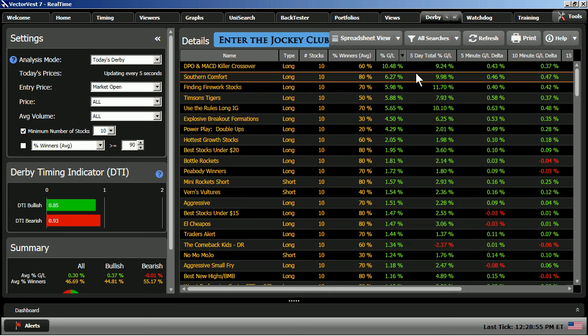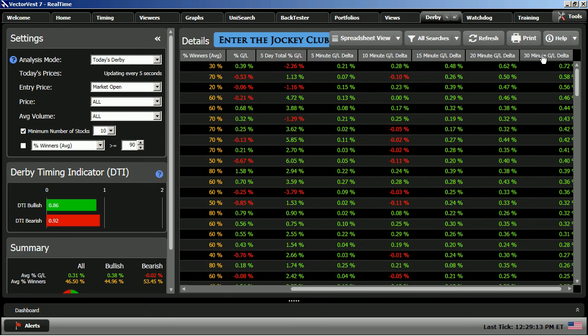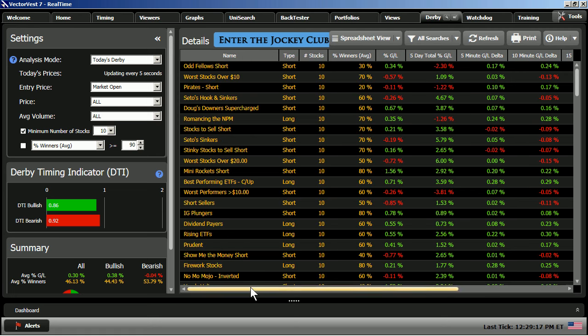We're also rolling out the new Delta features in the Derby, allowing you to look at the hottest searches throughout the day. Maybe it's 2 o'clock in the afternoon and you want to find the searches that have performed best over the last half hour. You can do that simply by clicking on that one 30-minute gain-loss delta column. And for those of you who do have the Derby, you will be prompted this evening after our update to install the new build that will have both of these new features in this tool.